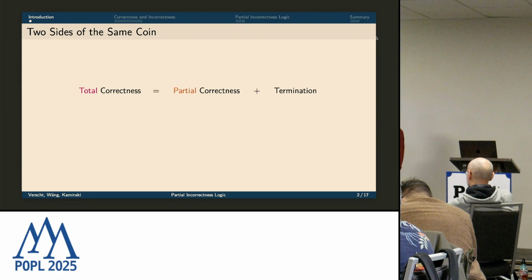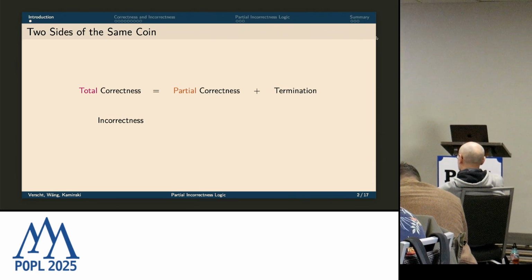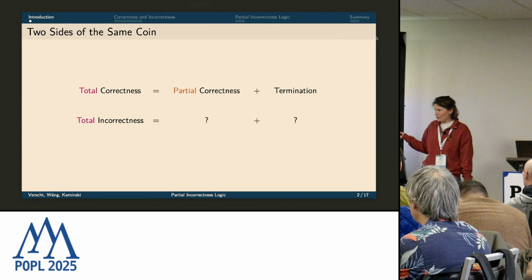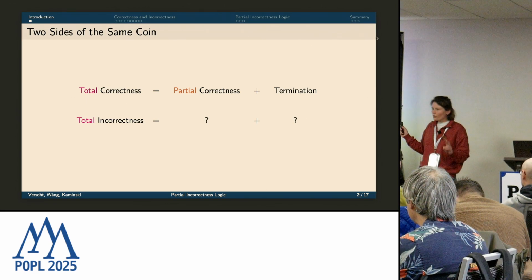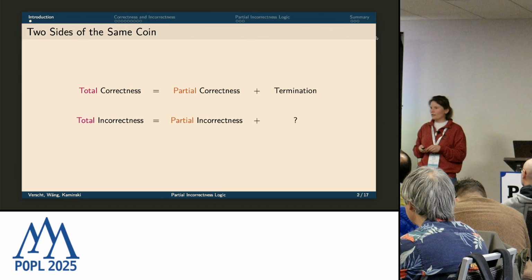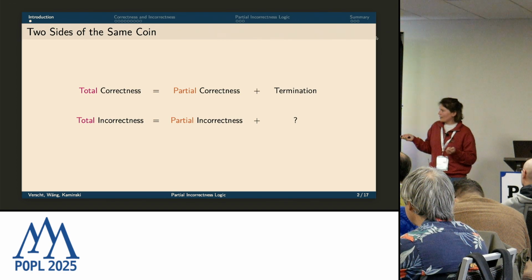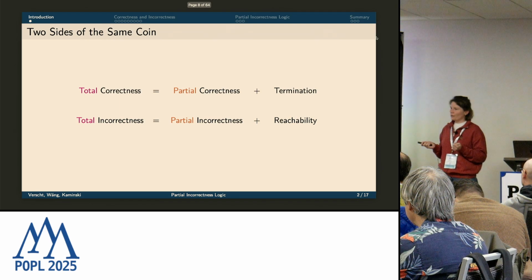Okay, so then there is this, in many ways, dual notion, incorrectness. And well, the claim is kind of, if it's so dual, we expect some kind of similar equation here, right? To split this total form of incorrectness into something like partial incorrectness and whatever. So this talk is going to be answering mostly two questions. First of all, what do we mean by partial incorrectness? And we'll see that this gap here can actually be filled by reachability.